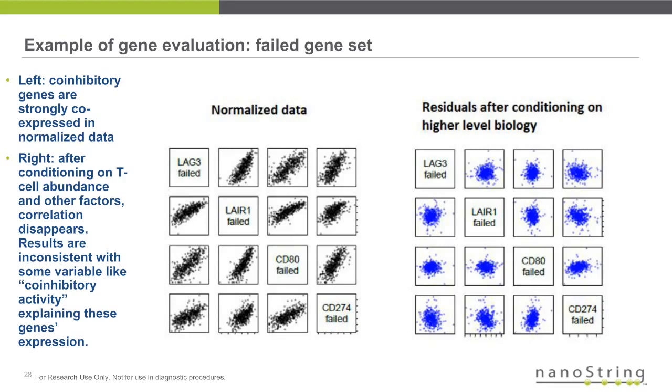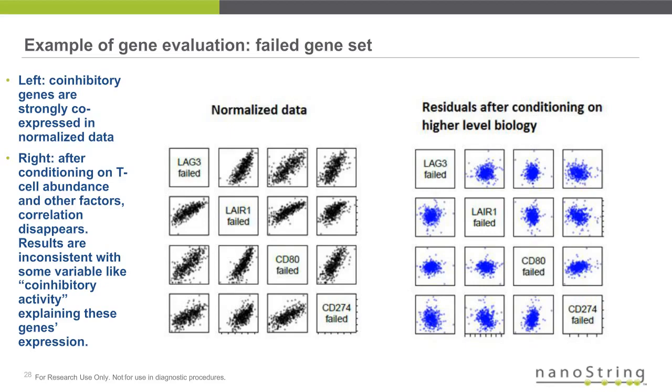So we take the normalized data and we regress each of these genes on a number of other factors that we are worried might influence their expression. So here an obvious factor is T cell abundance. We have a signature for that, so we regress these genes on that, as well as a number of other variables we're concerned about. And then we look at the residuals of those genes from the regressions.